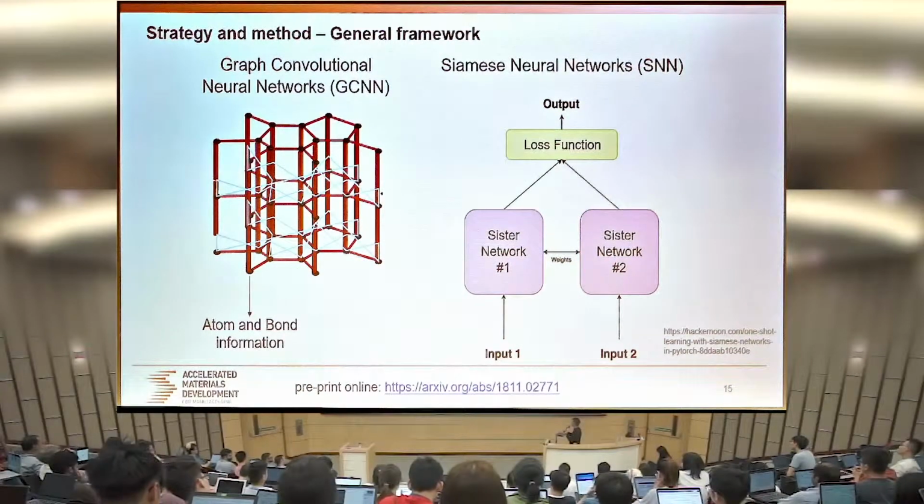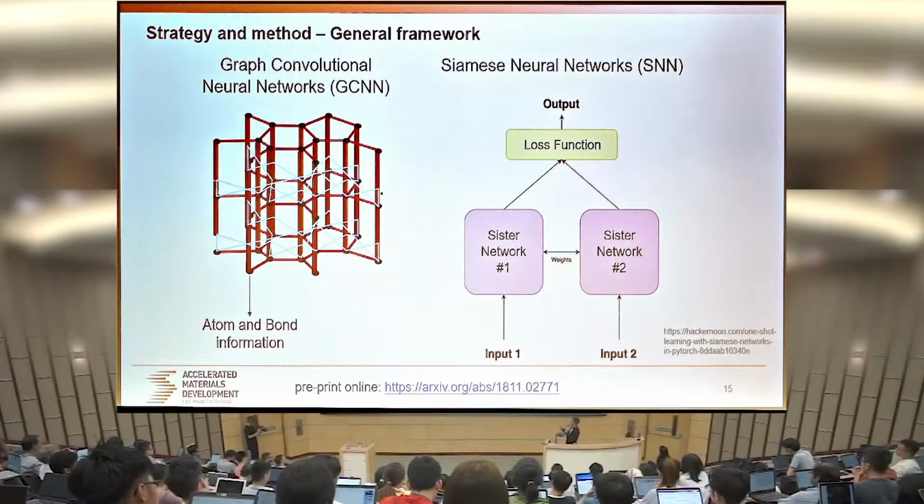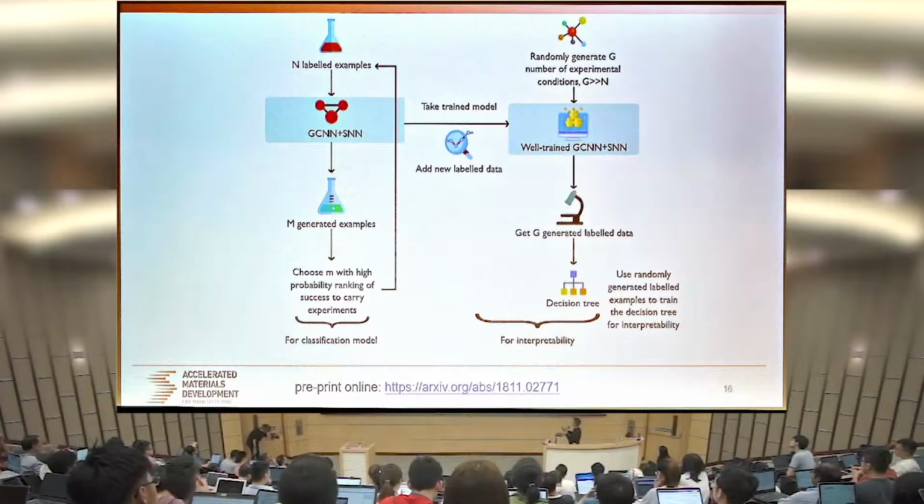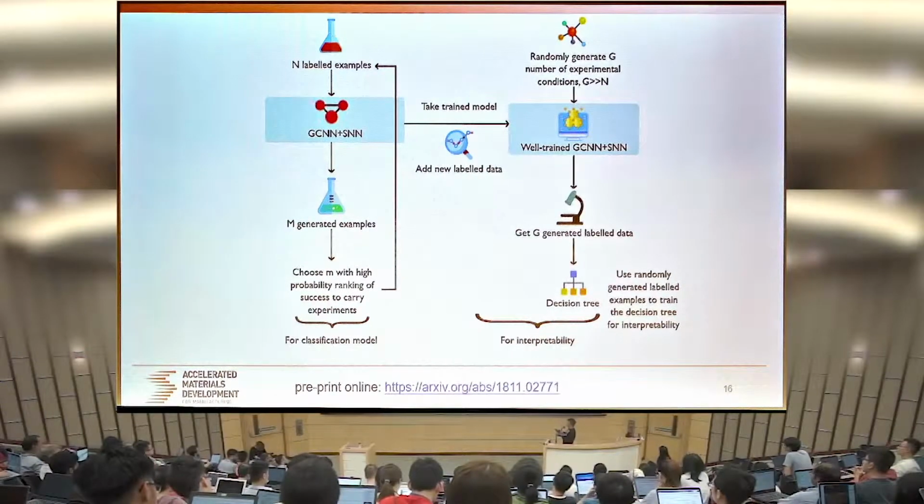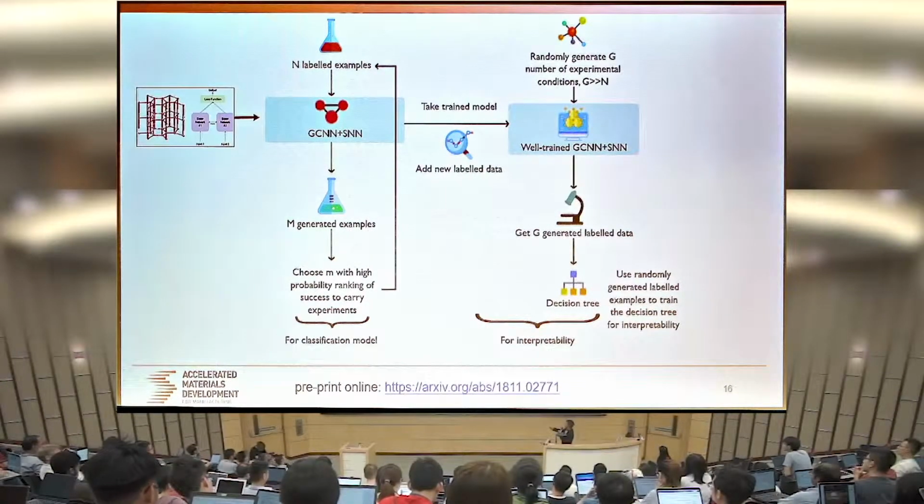And they will both be input into sister neural networks. The sister neural networks share weights between each other. And after that, the output will be passed to a loss function. Then it will decide whether input 1 and input 2 are in the same class or not. And by doing this, we have developed a deep learning framework, and the left part is the classification model. As you can recap, our best model is the GCNN plus SNN model.